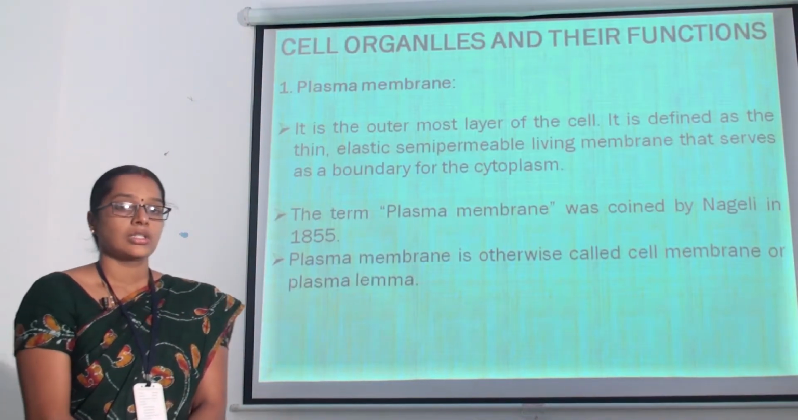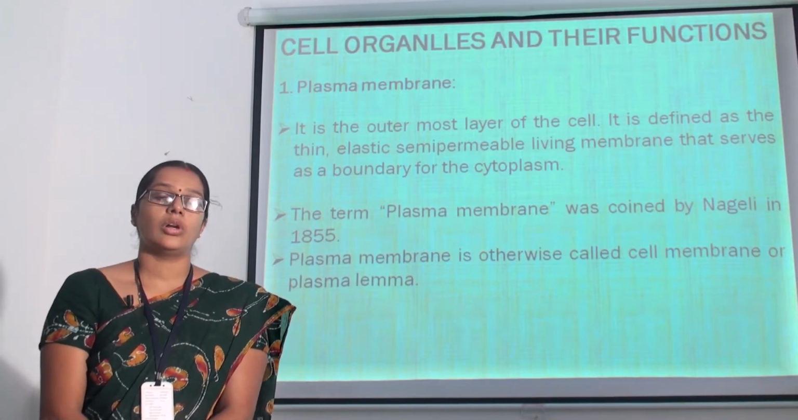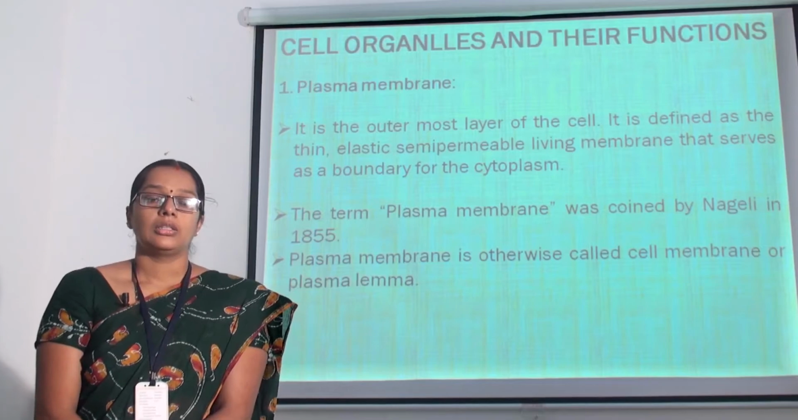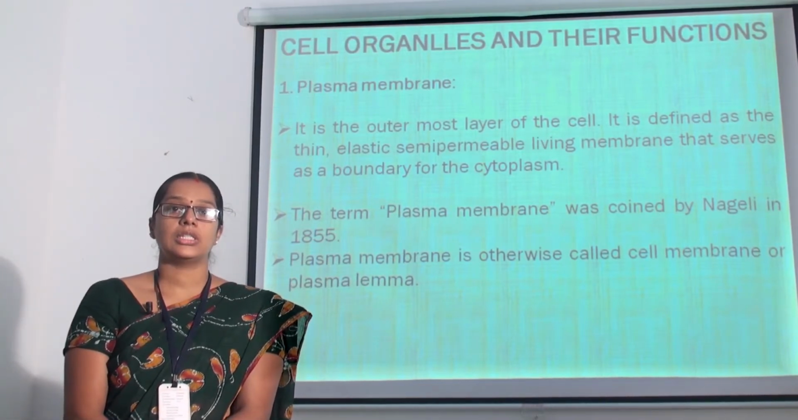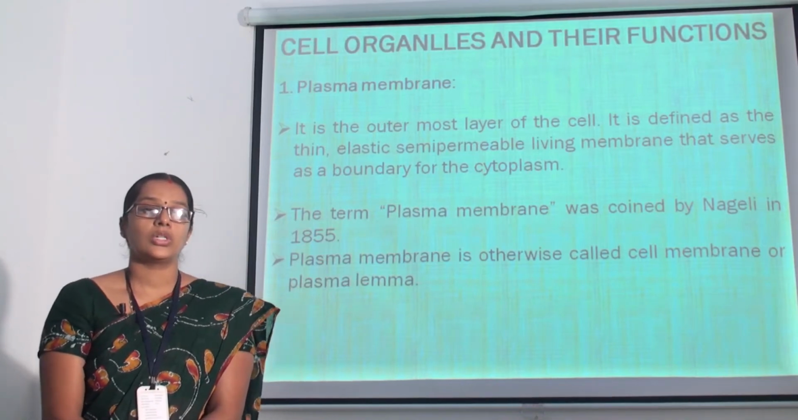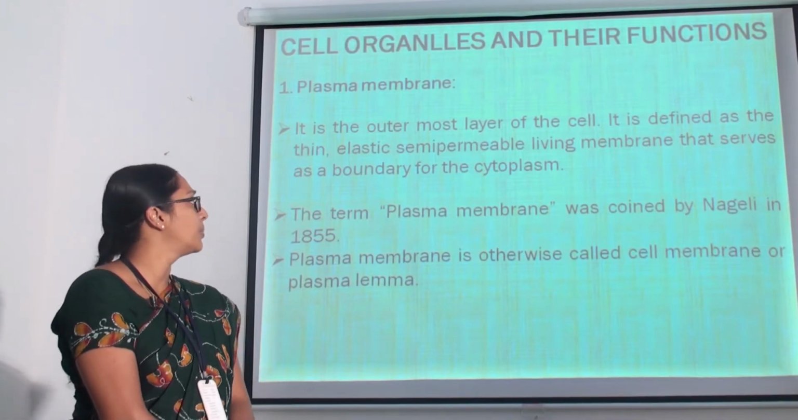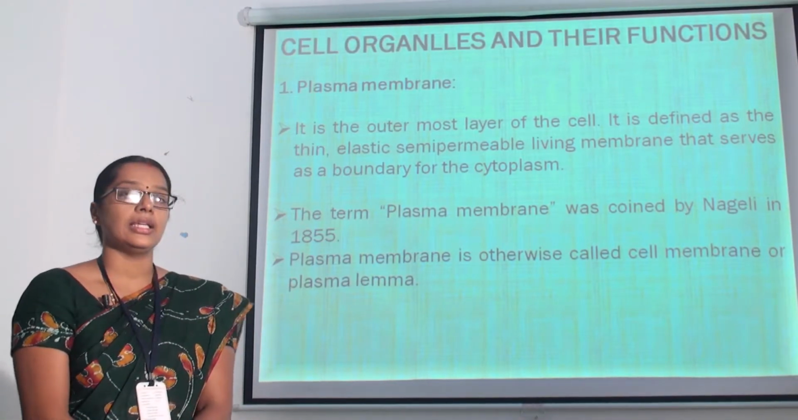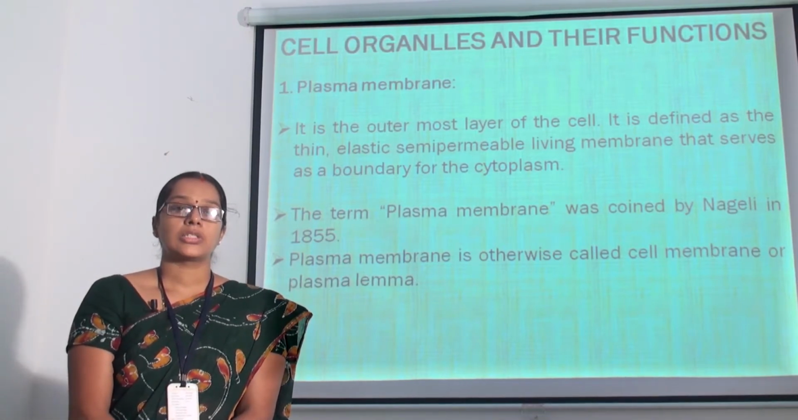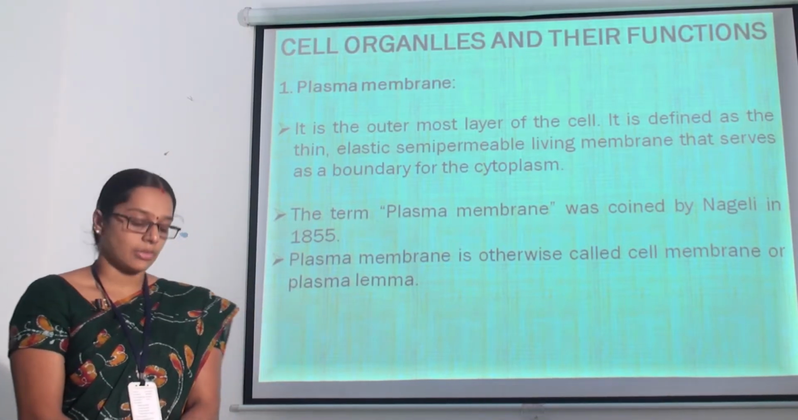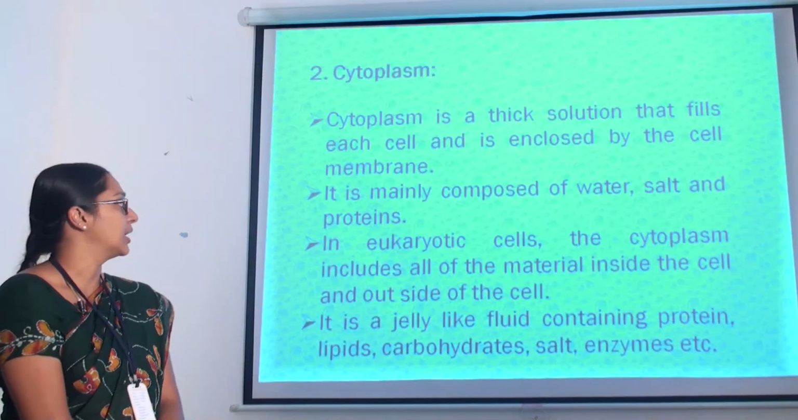Next one is the cell organelles and their functions. The outermost layer is called the plasma membrane. It is defined as the thin, elastic, semi-permeable membrane that serves as the boundary of the cytoplasm. The term plasma membrane was coined by Nageli in 1855. The plasma membrane is otherwise called the cell membrane or plasma lemma. This one is the outermost layer of the cell.